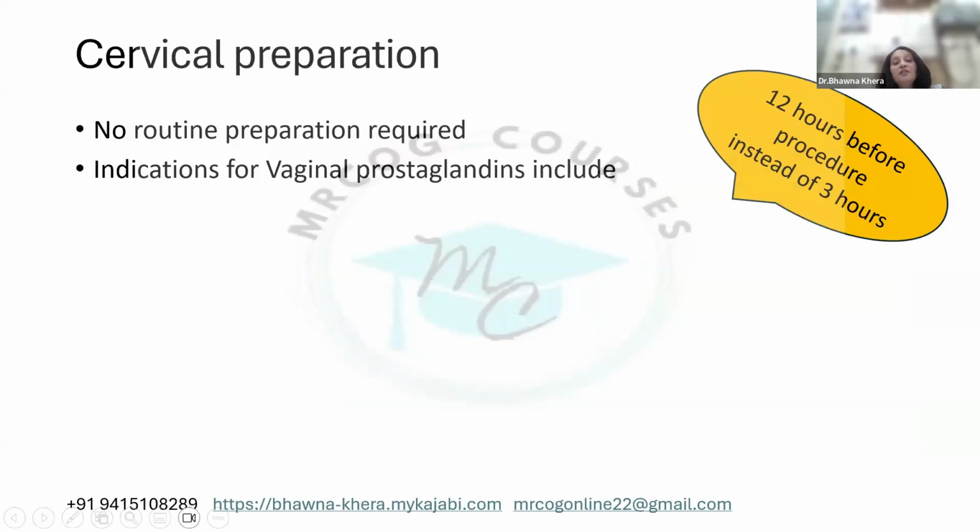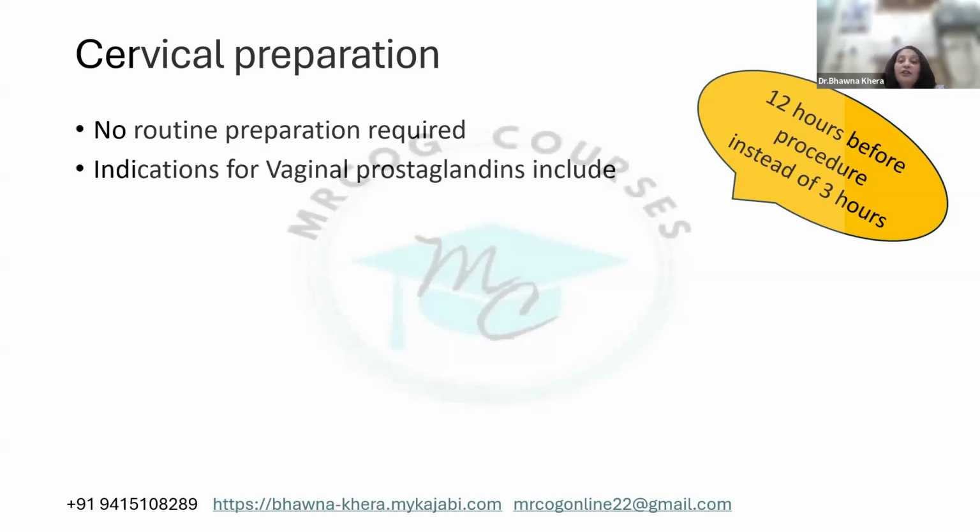Now, something about the cervical preparation. No routine preparation is required, ideally. If required, we can use the vaginal prostaglandins. So if at all it is required, then we can use the vaginal prostaglandins.